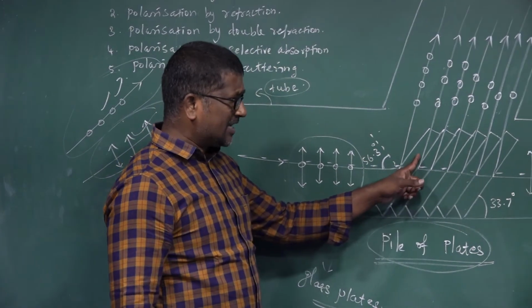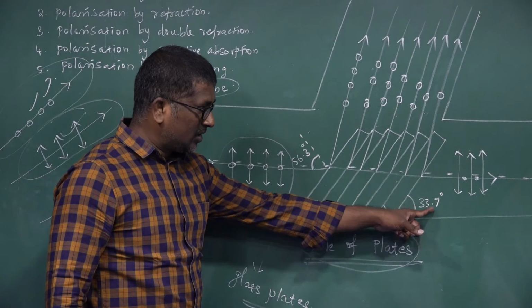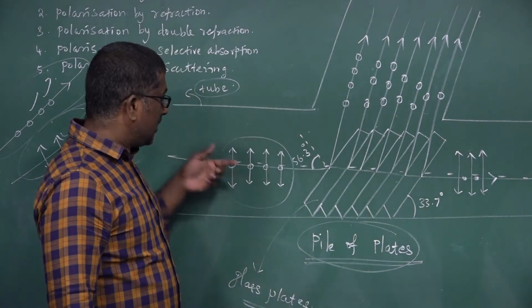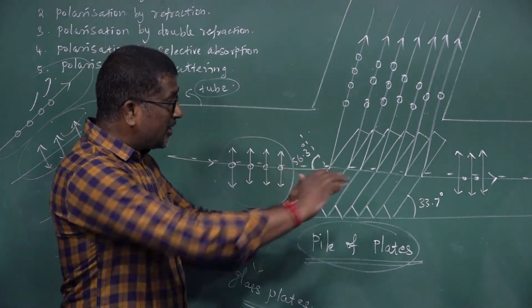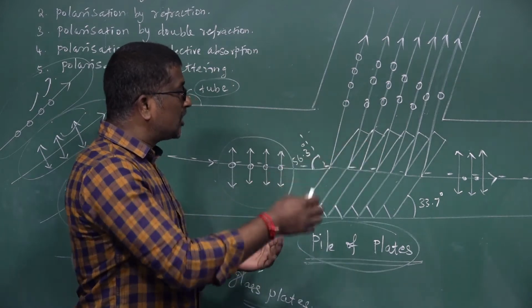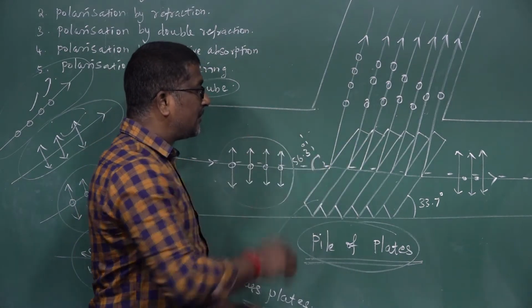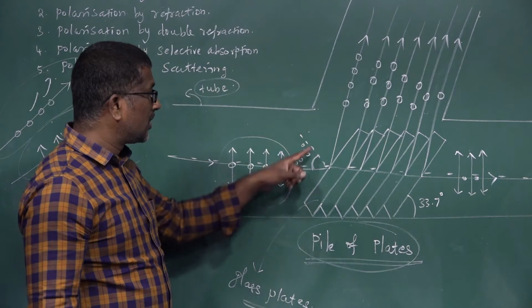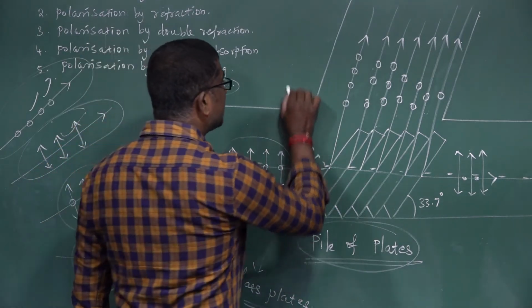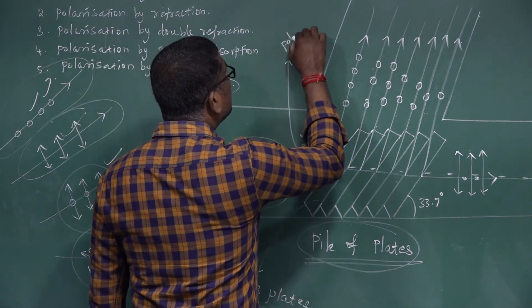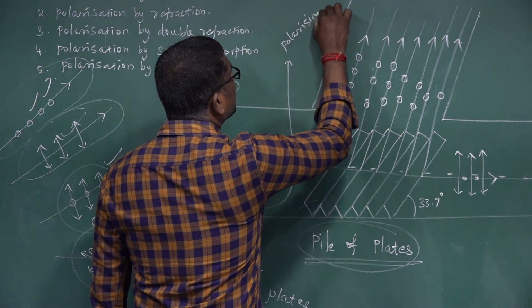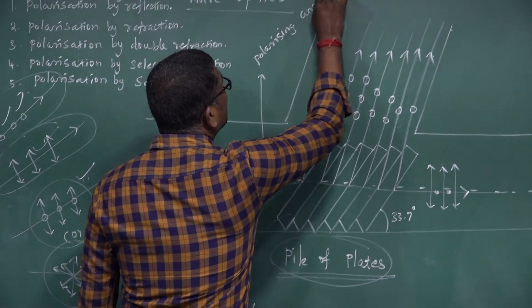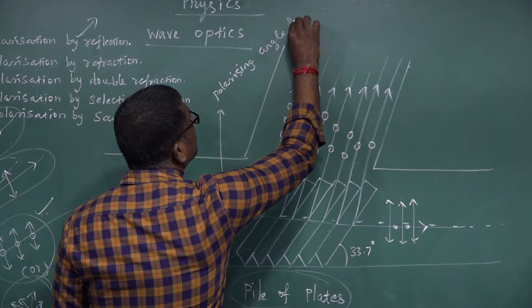If the glass plates are inclined at an angle of 33.7 degrees, the unpolarized light made to fall on those plates will have an angle of incidence of 56.3 degrees. 56.3 degrees is the polarizing angle for glass.